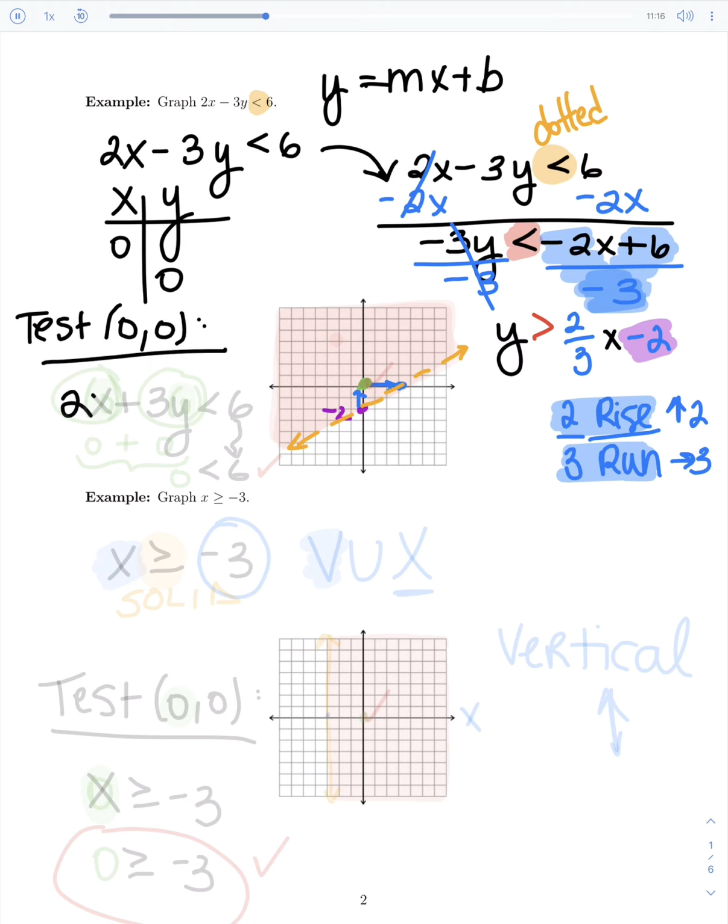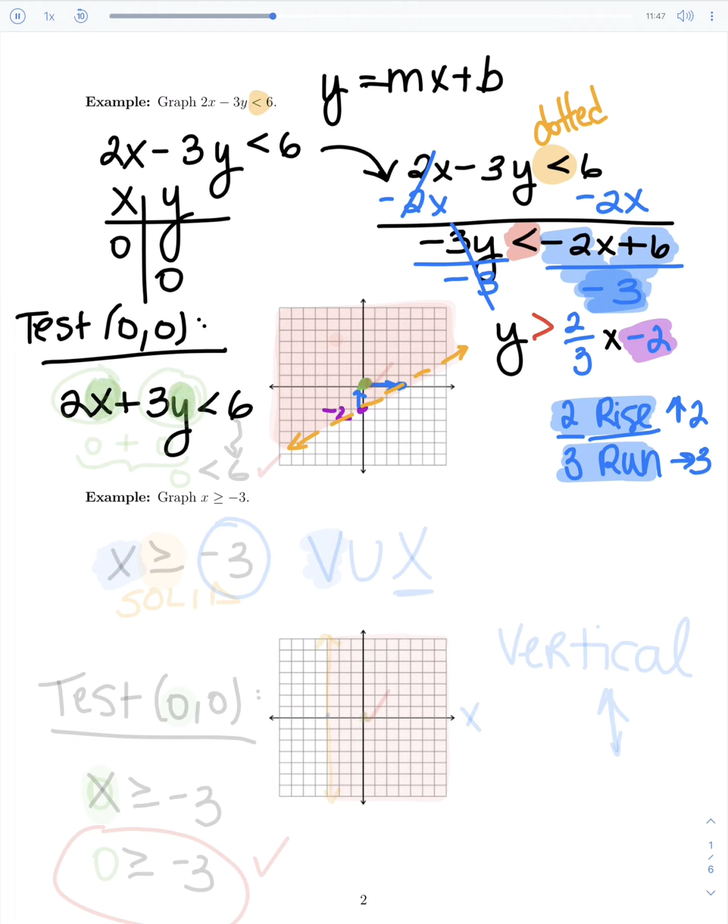So I am plugging it into the original. I could plug it in to the one where it's y is greater than 2/3 x minus 2. But why should I? I might have made a mistake somewhere. If I go plug it back into the original, I haven't touched that one. So I haven't made any mistakes with that one yet. So let's plug it into the original so I don't have to worry about mistakes.